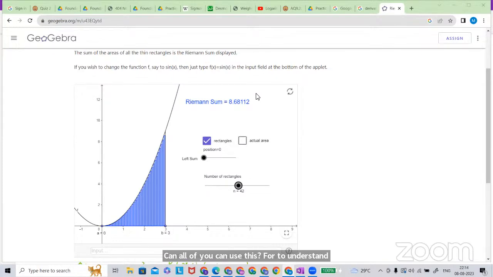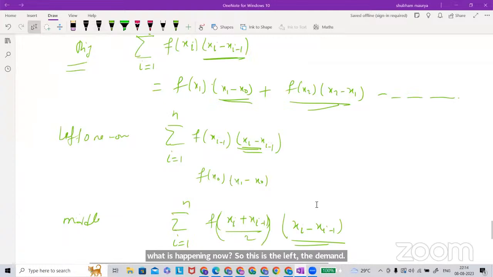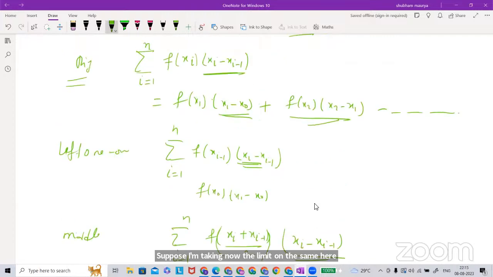So what is happening now? This is the left Riemann sum, right Riemann sum. What can we do now? We can take the limit on it. Suppose I am taking the limit on the same, as n goes to infinity.